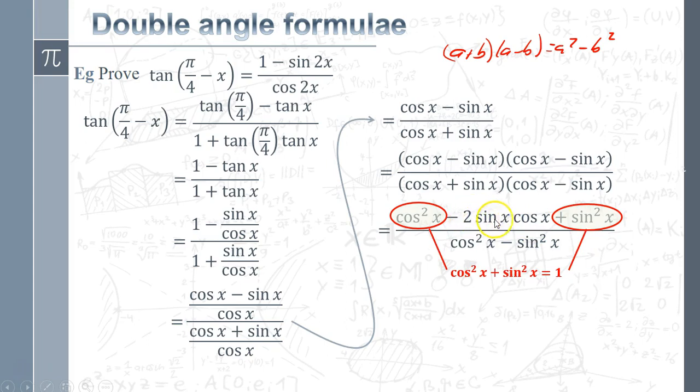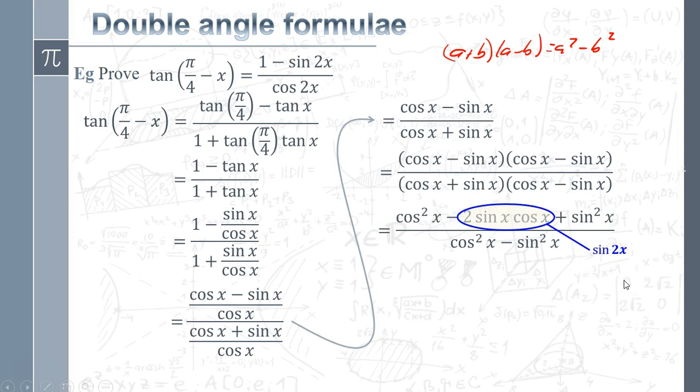So those bits there are going to become 1. And if we have a look in the middle here, I've got minus 2 sin x cos x, and the eagle-eyed amongst you will realise that that thing there is simply sin 2x. So there's the top that we wanted. What's going on the bottom? Well, there you go. There's your cos 2x. That thing there, cos 2x, is cos squared minus sin squared. So, all of that turns into that.